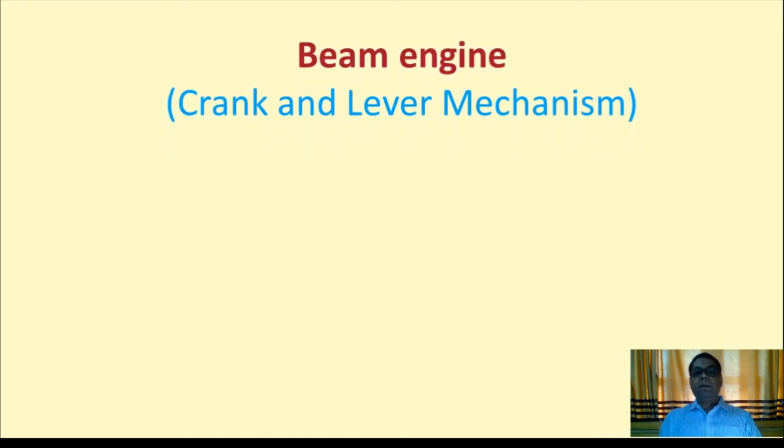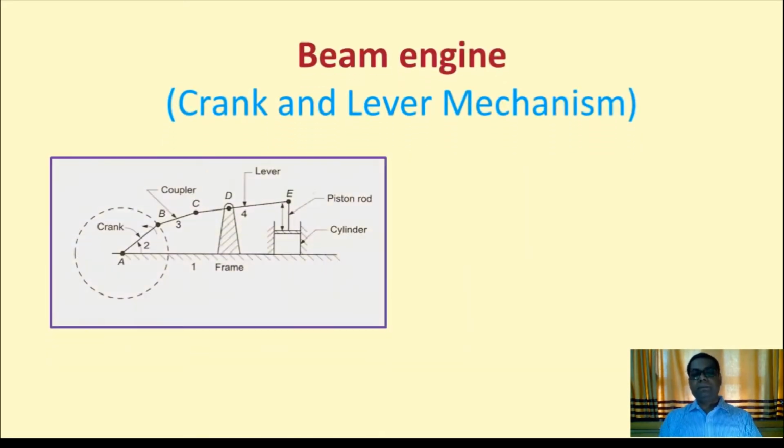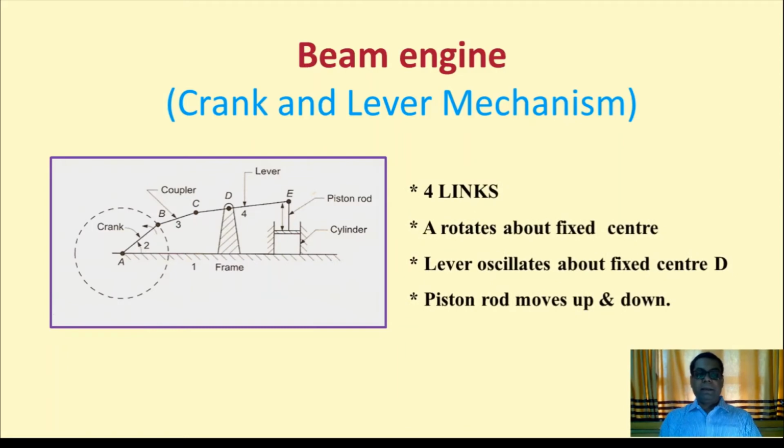First, the beam engine or crank and lever mechanism. In the given figure you see that A to B is a crank, B to C is a coupler, C to E, which is also connected at point D, is called the lever, and then E is vertically connected with a piston rod, and the piston rod is inserted inside a cylinder.